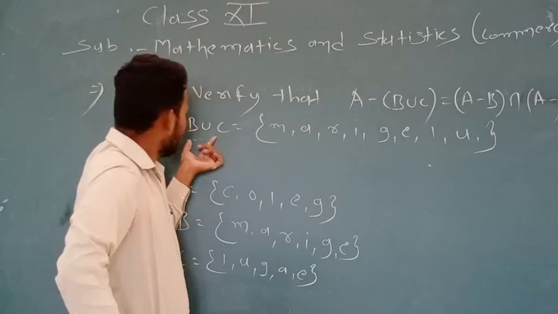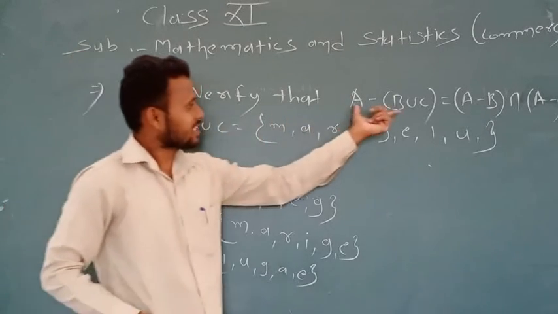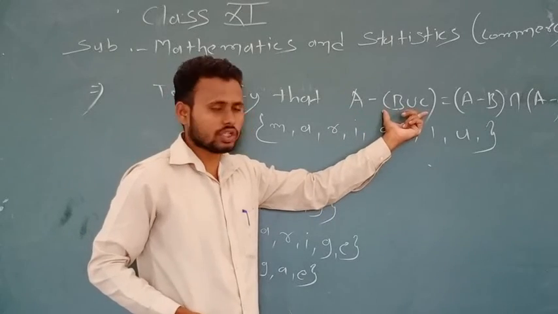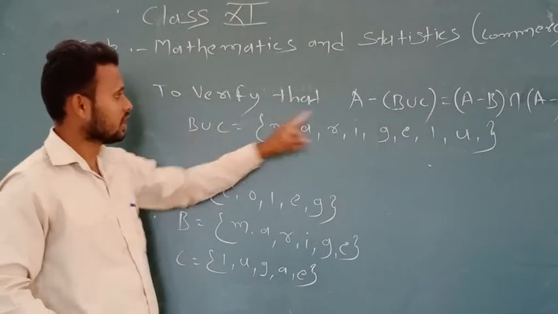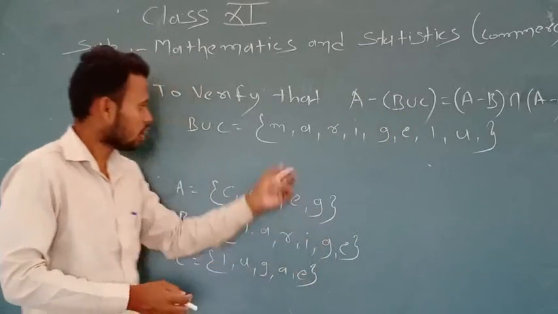We get here B union C. Now we can take the LHS, A minus B union C. We have B union C. Now we take this value of the LHS left hand side, A minus B union C. Now B union C we get.